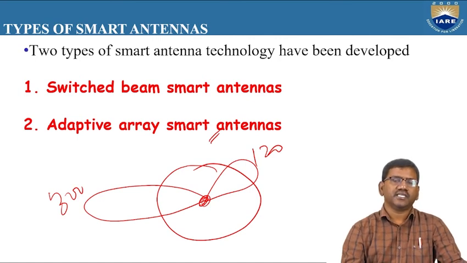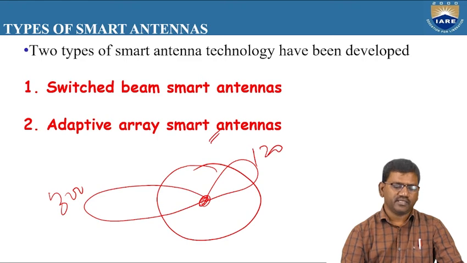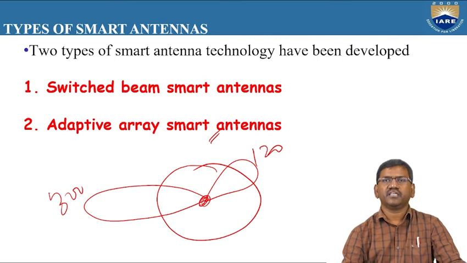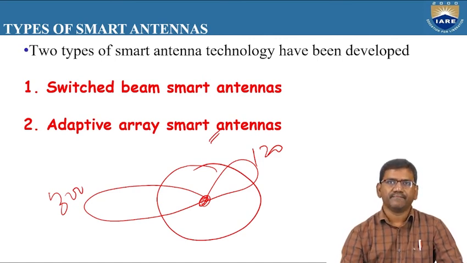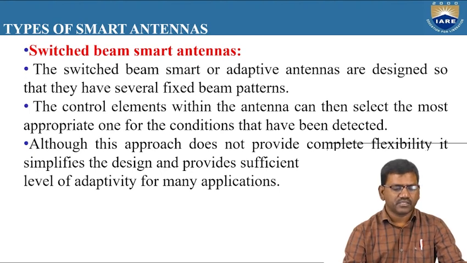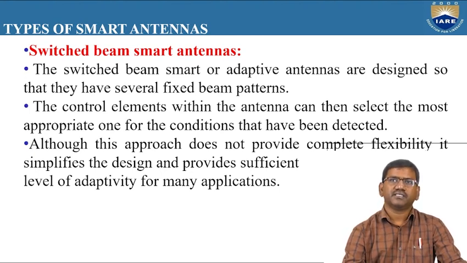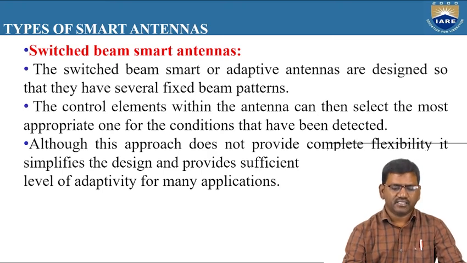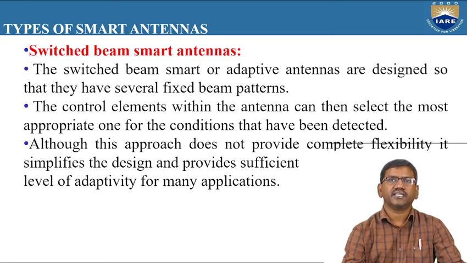So though the number of users increases from 200 to 300 or 400 or 500, the smart antenna system will allocate the bandwidth equally to all the users dynamically. So this is the main disadvantage of the switched beam smart antennas compared to adaptive array smart antennas. The switched beam smart antennas are designed so that they have several fixed beam patterns. That means the control elements within the antenna can then select the most appropriate one for the conditions which have been detected. So switched beam is nothing but fixed predefined patterns. Fixed beam patterns have been developed in the switched beam smart antenna system. So this approach does not provide complete flexibility.